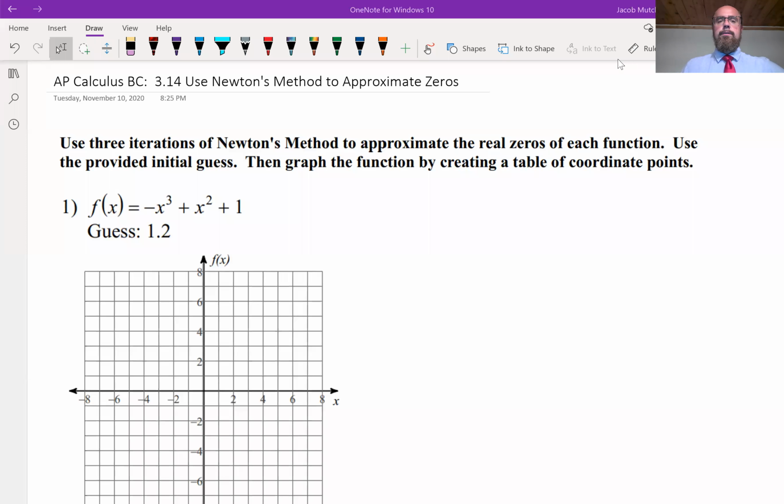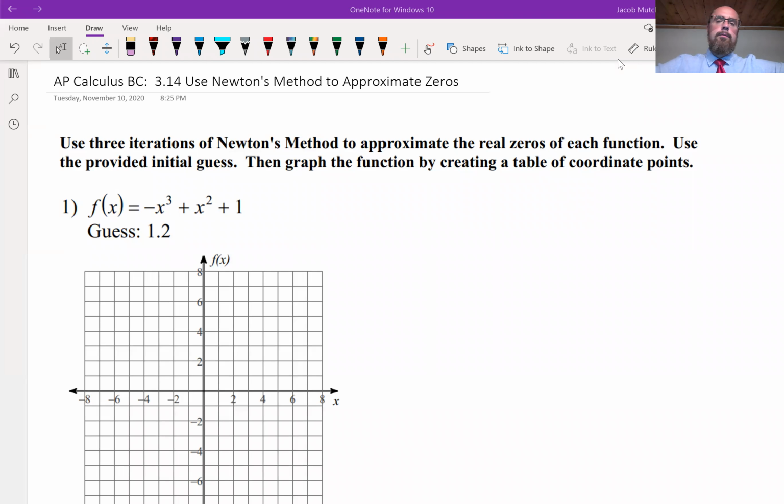Welcome to Calculus. Today we will investigate Newton's method of approximating zeros of functions. We'll take a look at one example of the function f of x equals negative x cubed plus x squared plus 1. So what we're provided with is a guess about the real zero for this polynomial function. The guess is that the zero is 1.2.